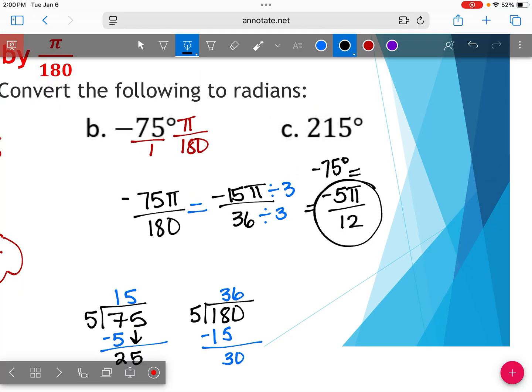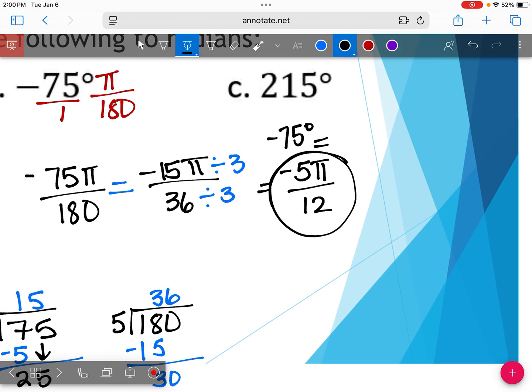All right, last one. I need to make some space. Does anybody need more room to copy this down? I need more time, I'm sorry. Anybody need more time? Okay.